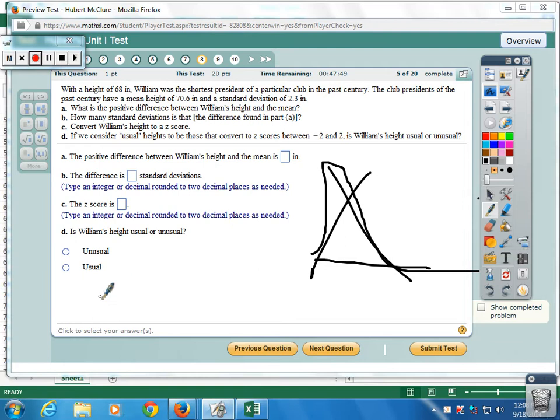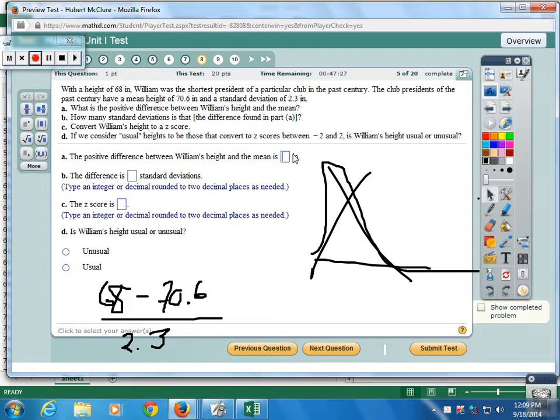So 68 minus 70.6 over 2.3. Somebody tell me what 68 minus 70.6 is. Negative 2.6. Okay, so that would be that right there.